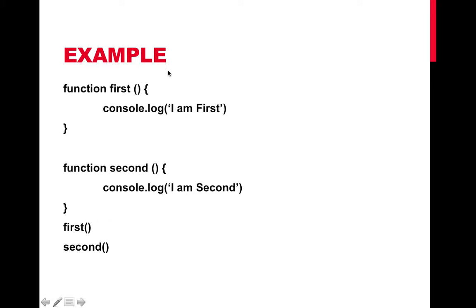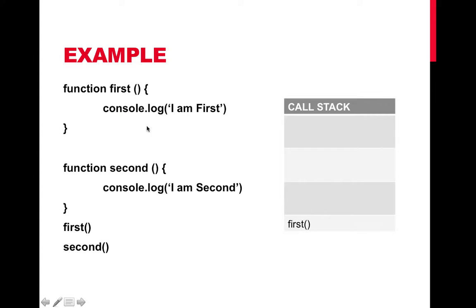It's really not that difficult. So let's look at these two functions I have for you right here. We have a function called first, which console logs the string I am first, and a function called second, which console logs the string I am second. And at the end, I will invoke first and I will invoke second. So when this page of code is being run, first goes onto the call stack, which is here, right here. First is on the call stack, and it will remain on the call stack until it is done running.